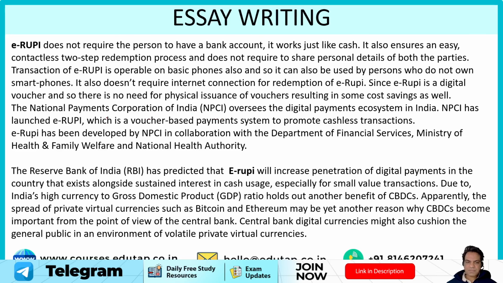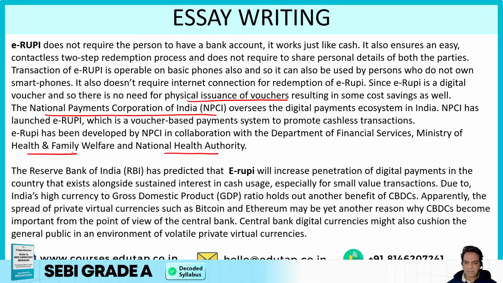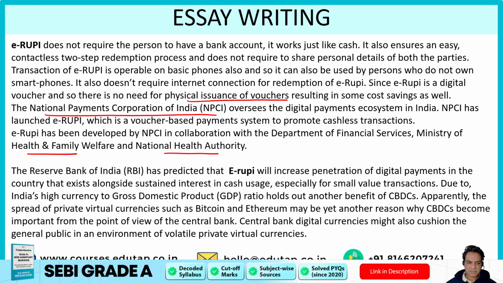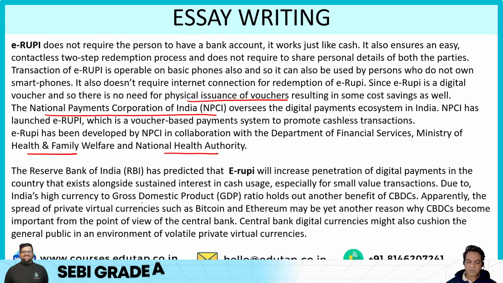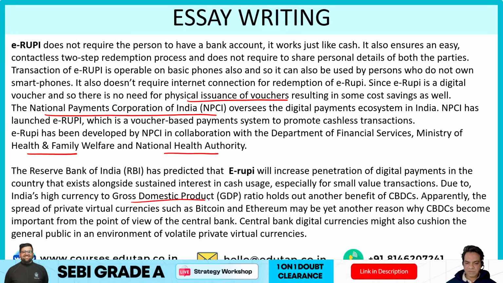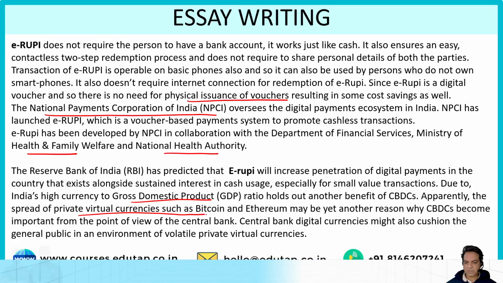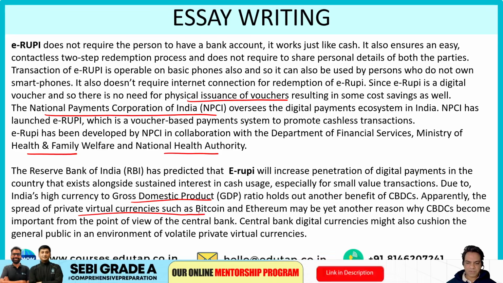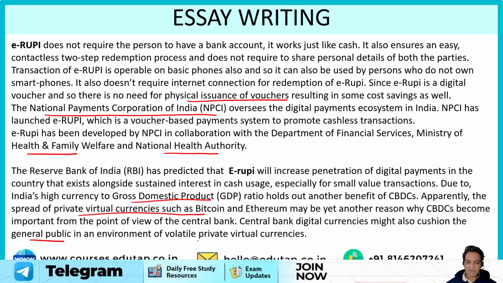It was launched by NPCI, so there's no physical issuance of vouchers. Now it has tied up with the National Health Authority and the Ministry of Health and Family Welfare. They have tied up with 1600 hospitals in the initial stages. E-rupee is going to do well because of three points: high currency to GDP ratio. Then the spread of private virtual currency such as Bitcoin may yet be another reason why CBDC has become important. And digital currency might also cushion the general public in an environment where volatile private virtual currencies exist. So these are the three benefits.